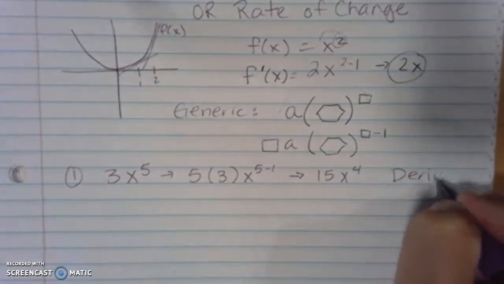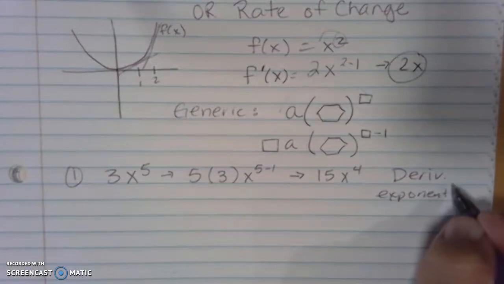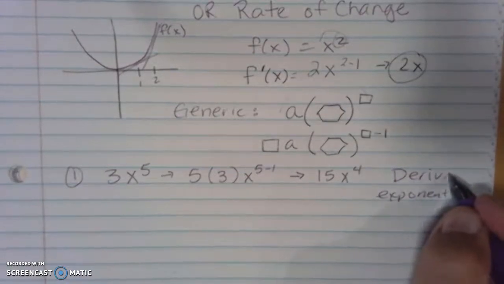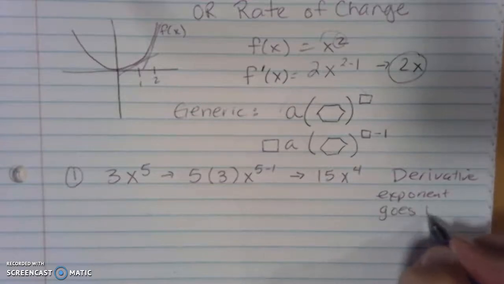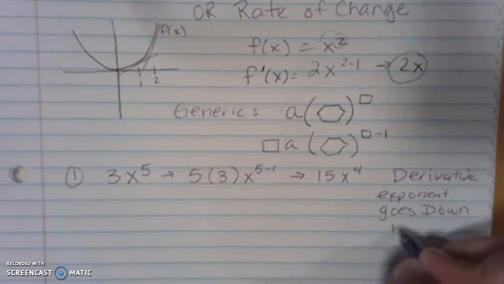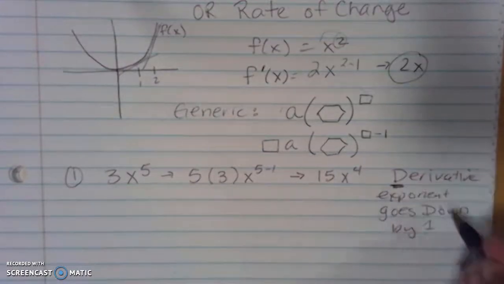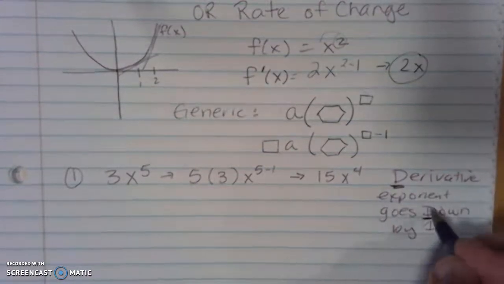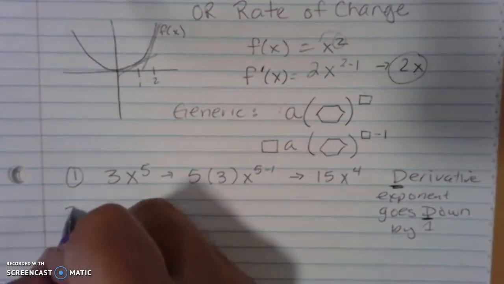So with derivative, okay, derivative, exponent goes down by 1. So the reason I'm making a big deal is this begins with a D and this begins with a D. So derivative down. Okay. All right, let's try another example.